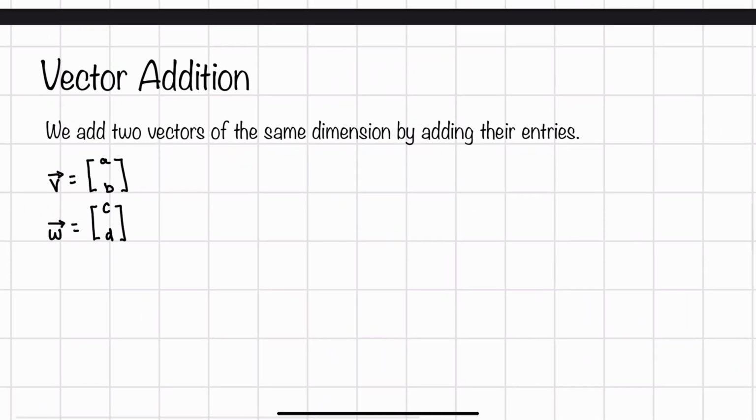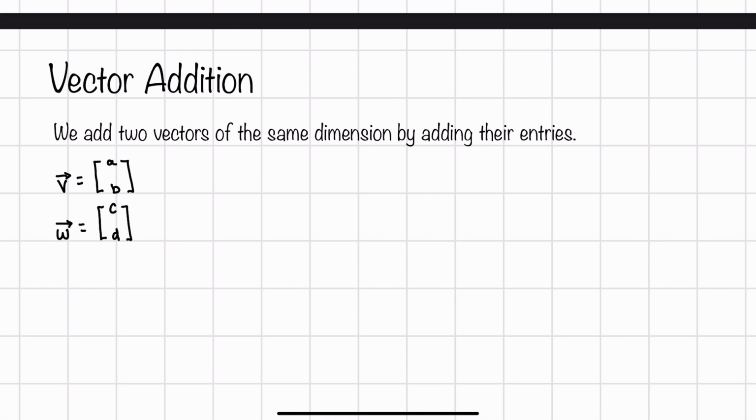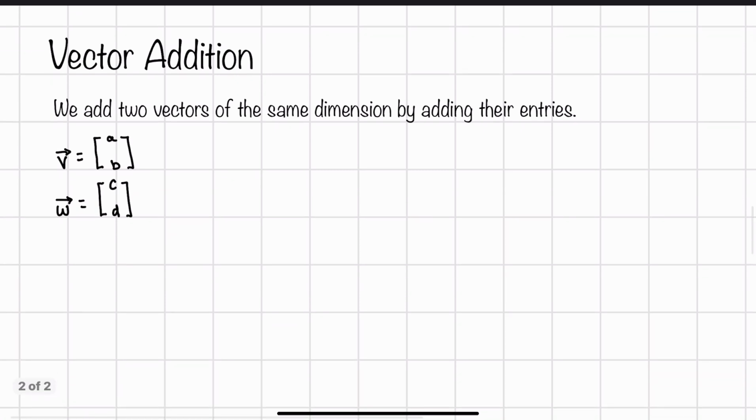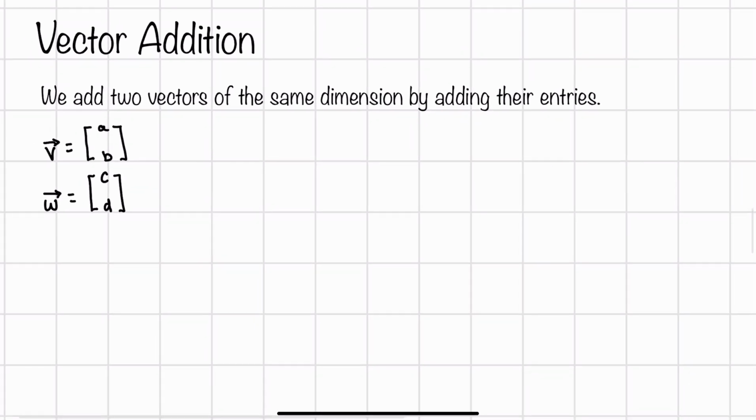So now moving on to vector addition. So vector addition is adding two vectors of the same dimension by adding their entries. So basically what this means is we have vector v and vector w at the bottom. And we see vector v has two entries, a and b, and vector w has two entries as well, c and d. So what this means is they were both in R2. They are both two-dimensional. If one of these vectors had 3 entries and the other had 2, this would not work because they are not in the same dimension.